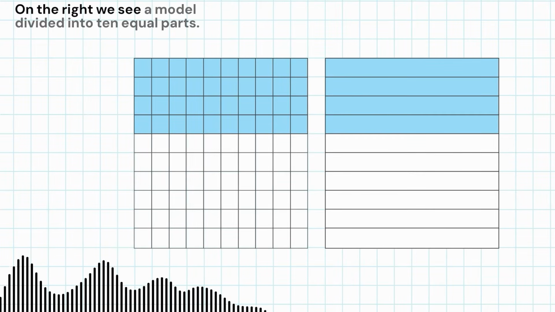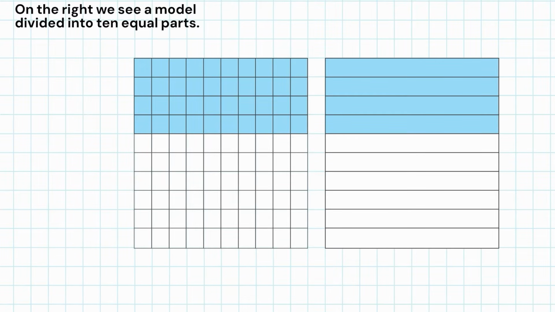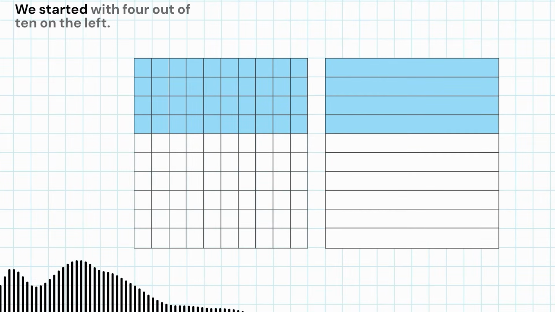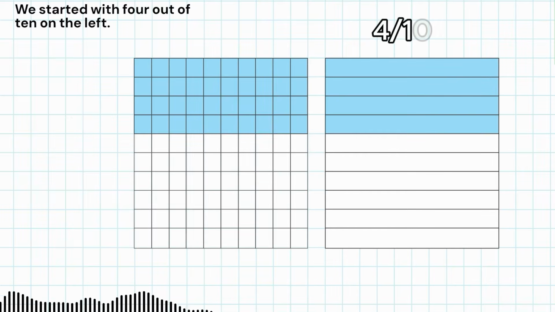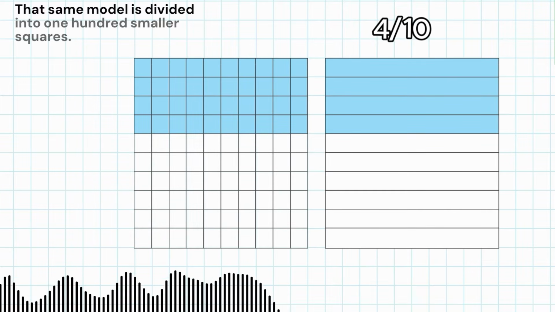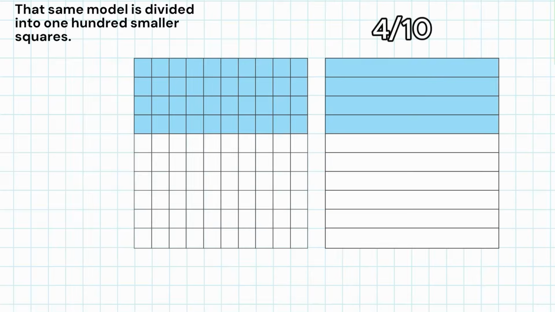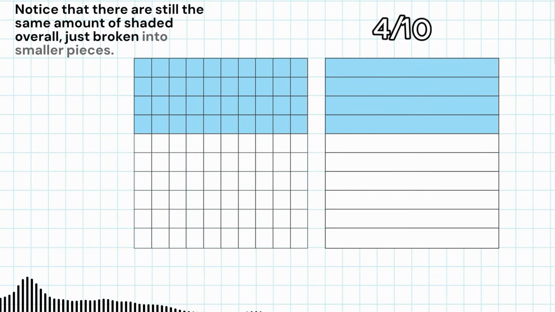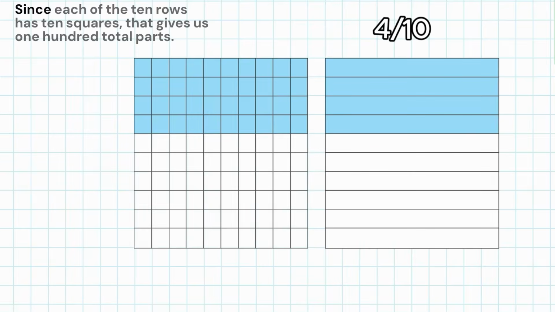On the right, we see a model divided into 10 equal parts. 4 of these parts are shaded, which matches the fraction we started with, 4 out of 10. On the left, that same model is divided into 100 smaller squares. Notice that there is still the same amount shaded overall, just broken into smaller pieces. Since each of the 10 rows has 10 squares, that gives us 100 total parts.